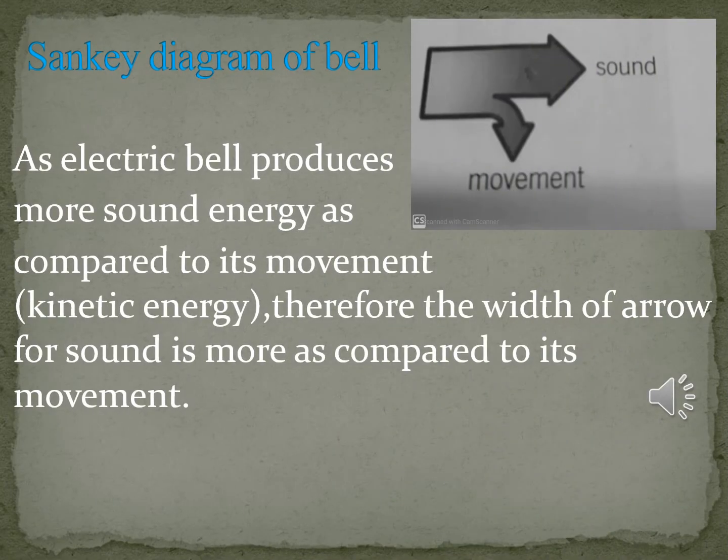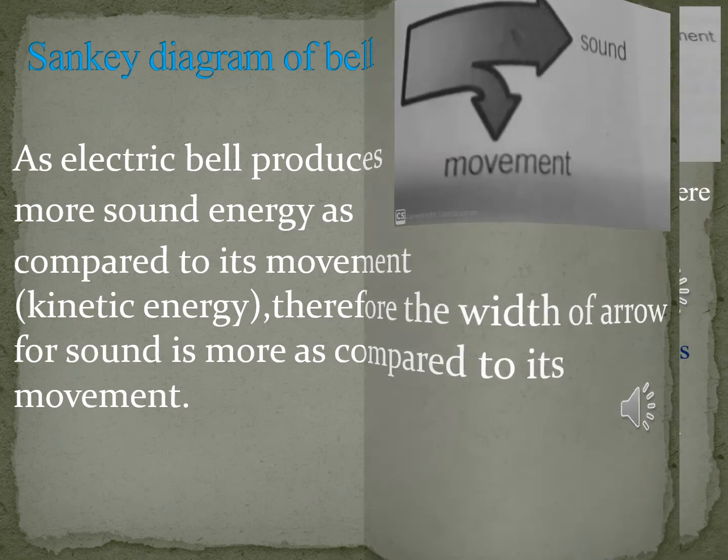Sankey diagram of bell, which is given on the right side of this slide. As electric bell produces more sound energy as compared to its movement, or kinetic energy, therefore the width of arrow for sound is more as compared to its movement.